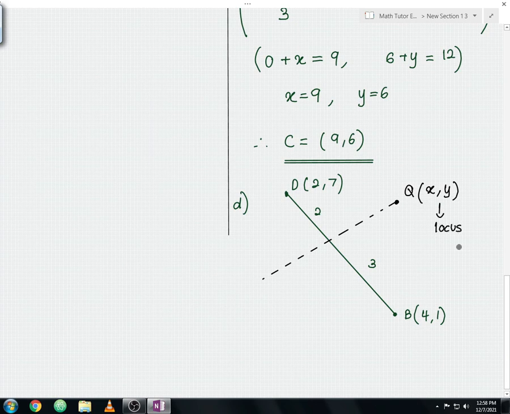So the first step on what we need to do is we need to identify the locus. So in this case, our locus in this question is a straight line divided in a line segment ratio of 2:3. Okay, in respect of the ratio of BQ is to QD. So from here, let us continue our working. Okay, let me change the pen color.